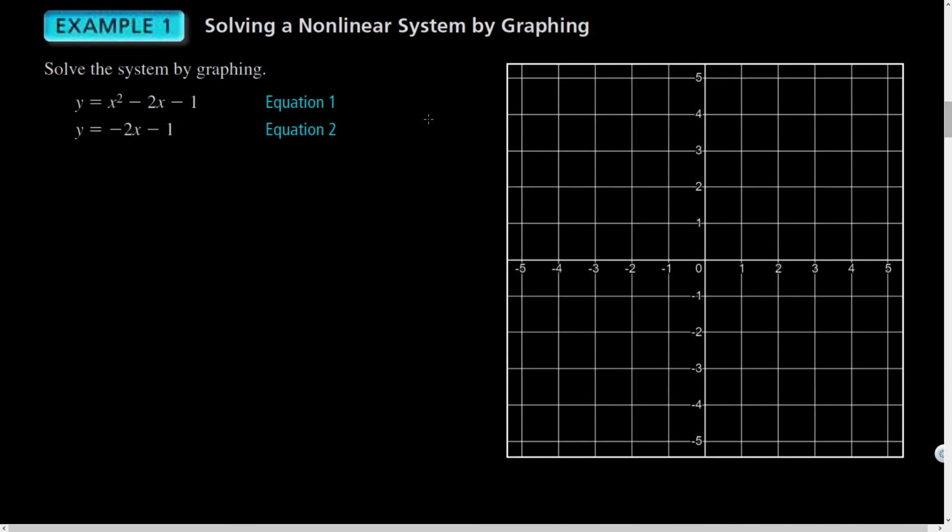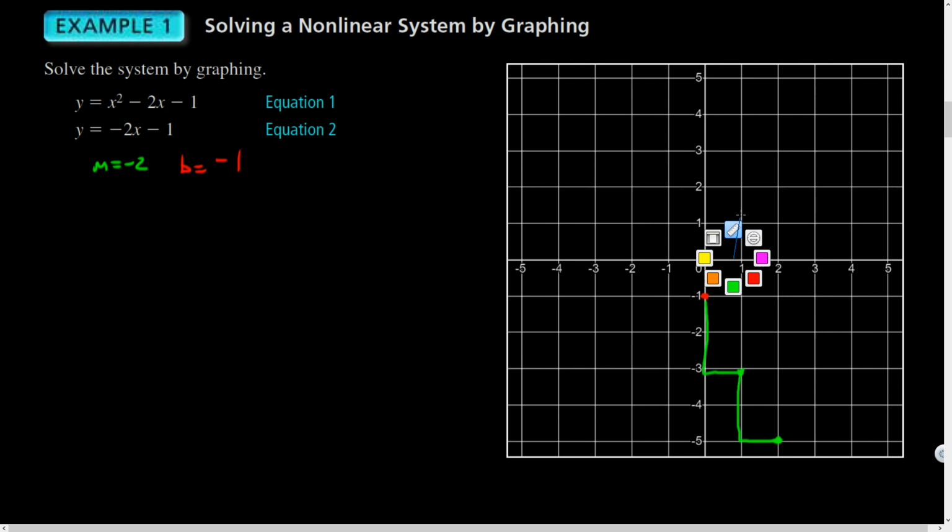Example 1. Solve the system by graphing. Tell you what, I'm in a liney mood today. So for the line, m equals -2. The y-intercept, b equals -1. I'm thinking y equals mx plus b. And so here's -1, the y-intercept, moved by my slope, which is down 2 over 1, down 2 over 1. Plot those points, draw the line.